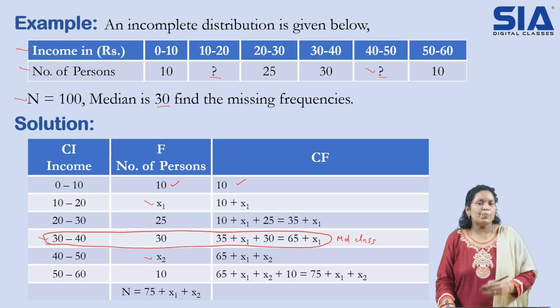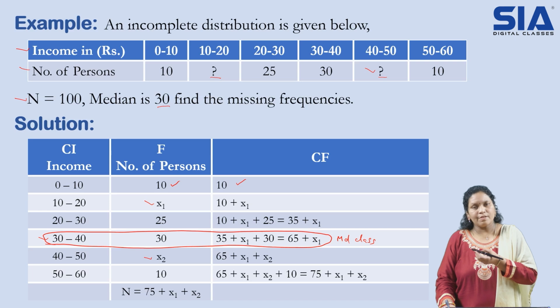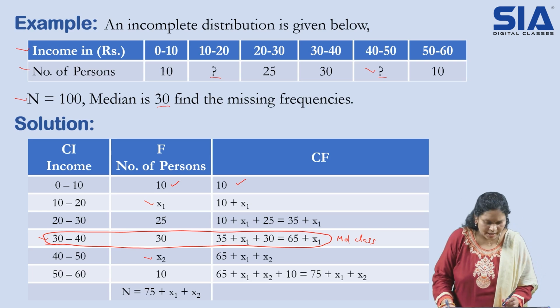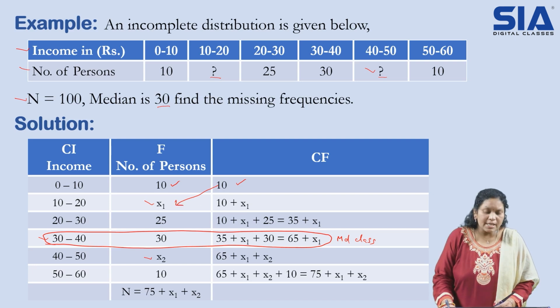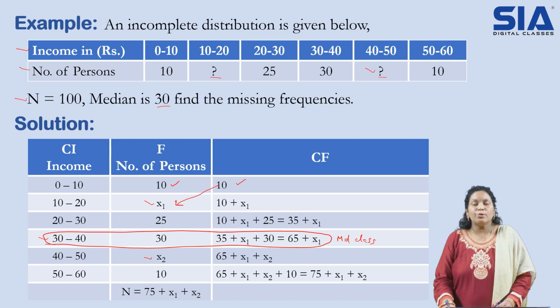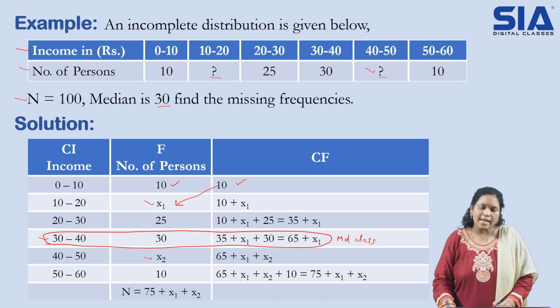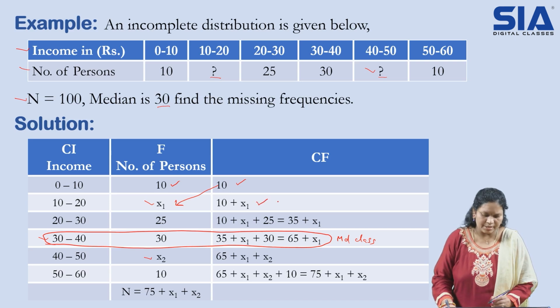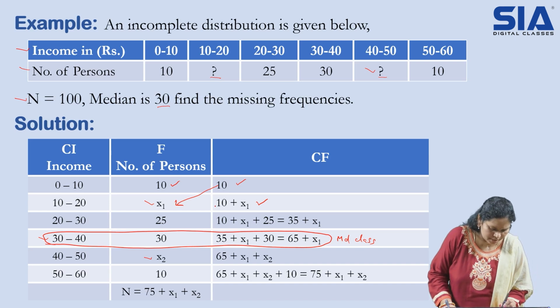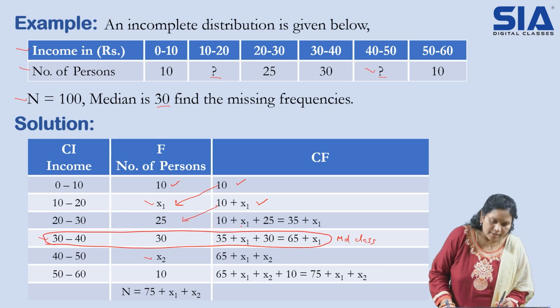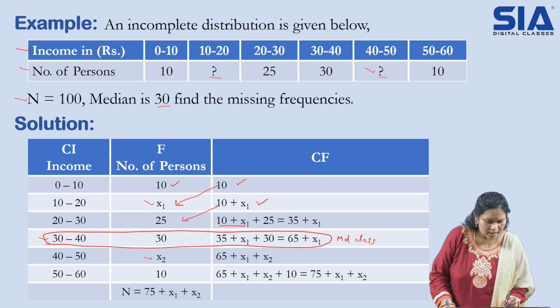Now, next, we'll consider this cumulative frequency first value and add it to the second value in the frequencies, right? That is, 10 should be added to the second value in the frequencies. So, 10 plus x1. Now, 10 is a value, x1 is a variable, so we can't add both of them. It should remain as it is, 10 plus x1. That should be added to the next frequency. So, check it out here, 10 plus x1 as it is, then 25 plus 25.